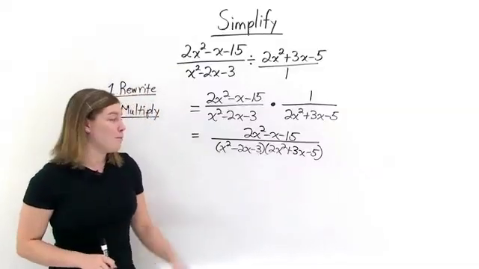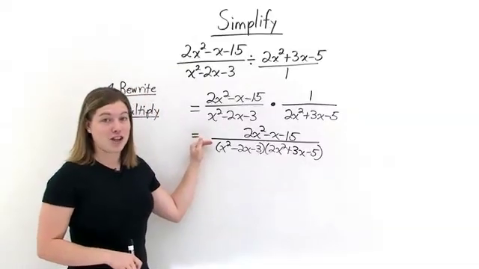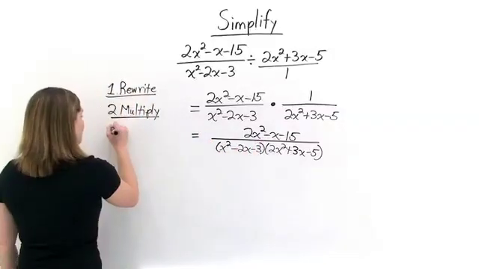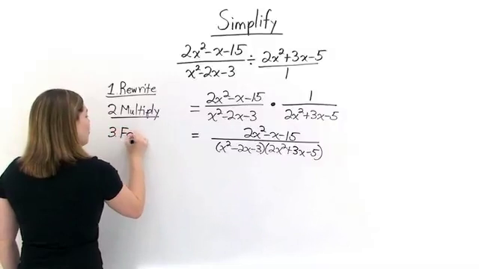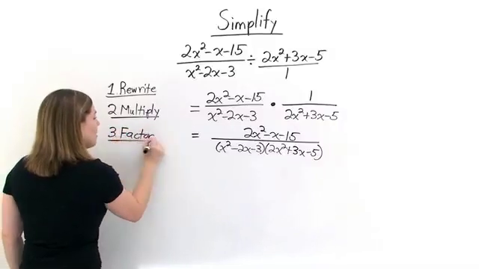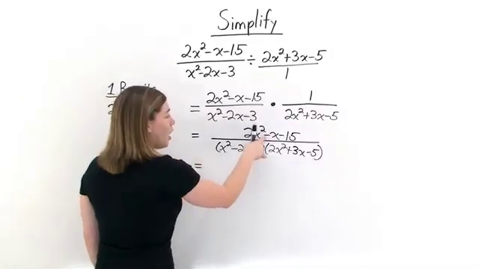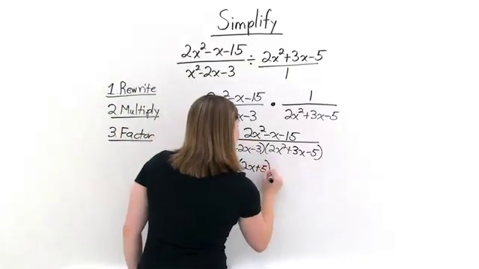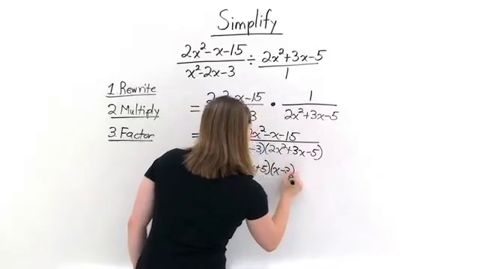So in our next step, once we have everything in one big fraction, let's take each polynomial and factor it into its lowest terms. So in step number 3, we'll factor the numerator and denominator. When we do, our polynomial in the numerator will become 2x plus 5 times x minus 3.